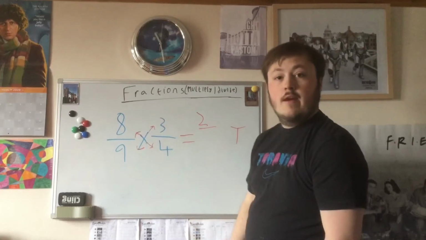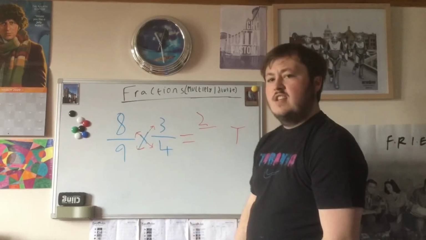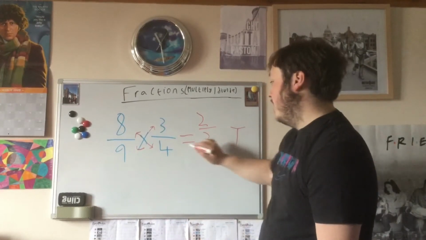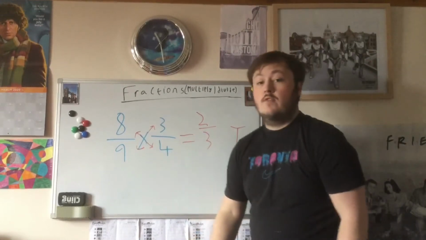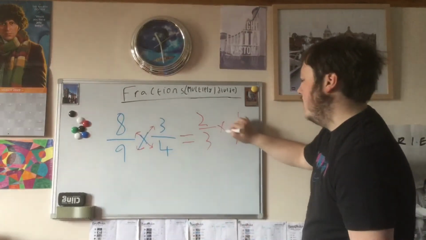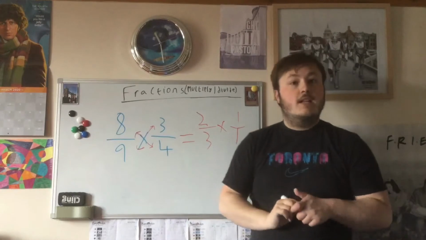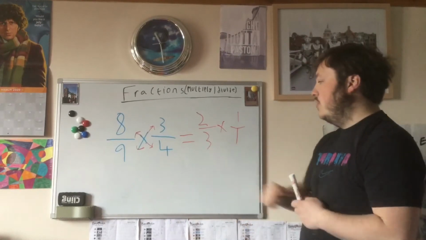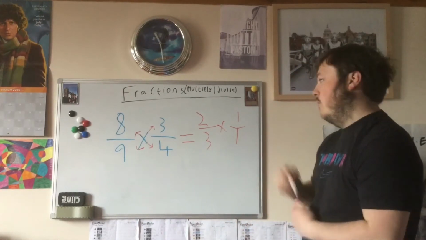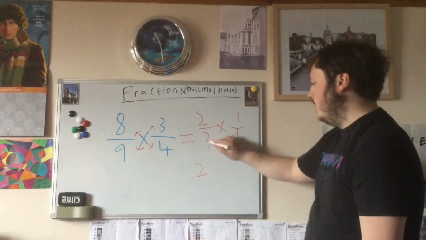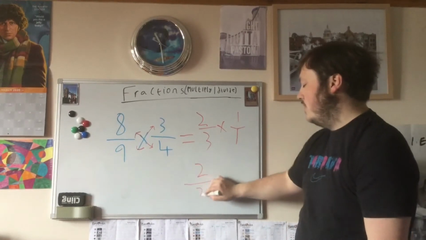How about 9 and 3? How many 3s go into 9? 3. How many 3s go into 3? 1. So we have just simplified the problem for us. What's 2/3 times 1 over 1? Well, what's 2 times 1? 2. What's 3 times 1? 3.